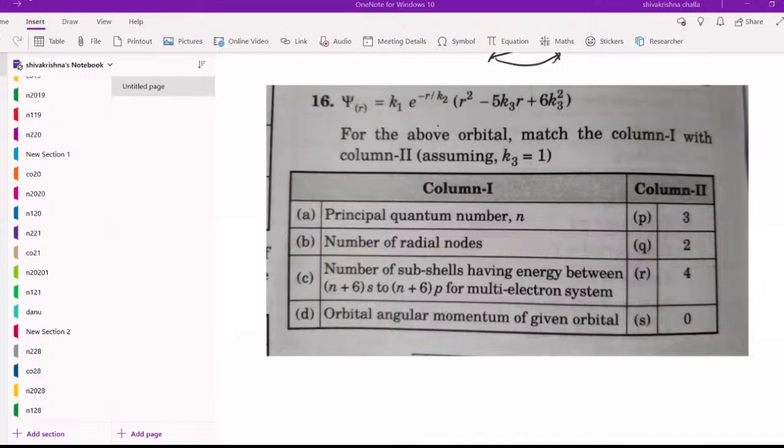Sir, R equals 2 or 3, sir. Not equal to 2 or 3. R equals 2 or 3, sir.